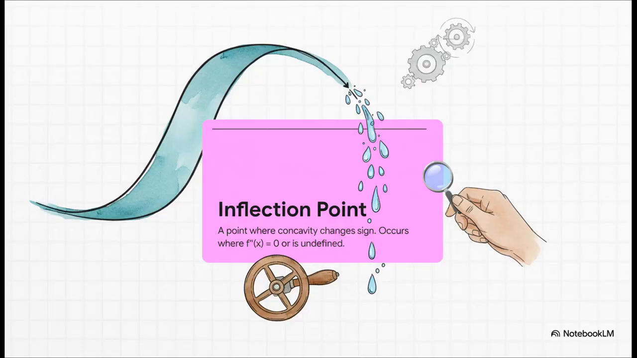So what do you call the exact spot where a graph switches from, say, holding water to spilling it? That special point of transition is called an inflection point. It's the pivot. And mathematically, we find these spots wherever the second derivative is either zero or maybe even undefined. That's our clue that a change in concavity might be happening.